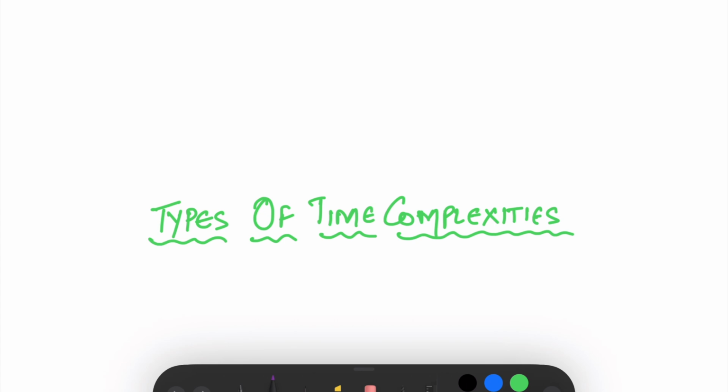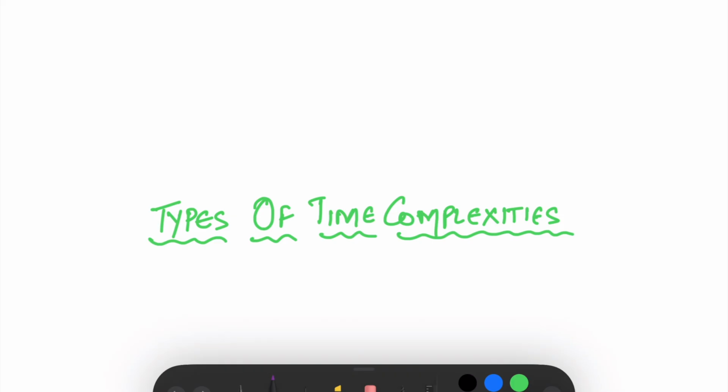In the previous video, we learned about what time complexity is and why it helps us avoid time limit exceeded. Today, let's look at the actual types of time complexities you will see in coding with some simple examples. By the end of this video, you will clearly know which algorithms are fast, which are slow, and which ones you should avoid for larger inputs.